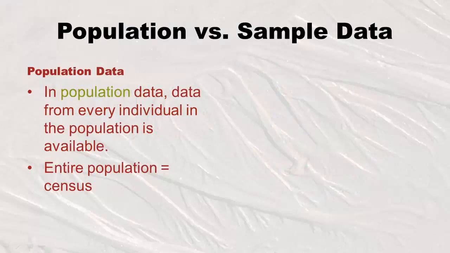So when you think about it, if you've got a whole population, then you would get variables about each individual in that population, and those variables would be your data. But if you chose samples, then, just a portion, well, it would be a lot less work, right? You'd still have to get variables about those individuals, but there are way fewer individuals, so it'd probably be easier. So in population data, data from every single individual in the population is available, and that's called a census.